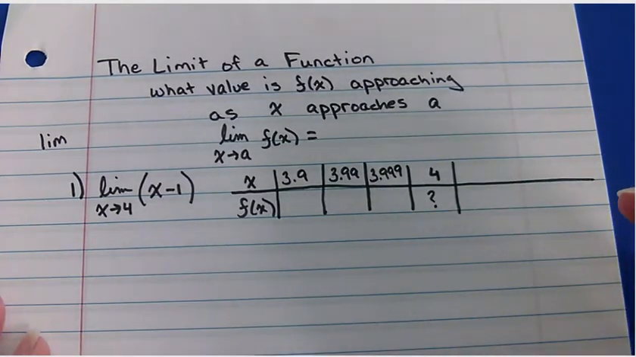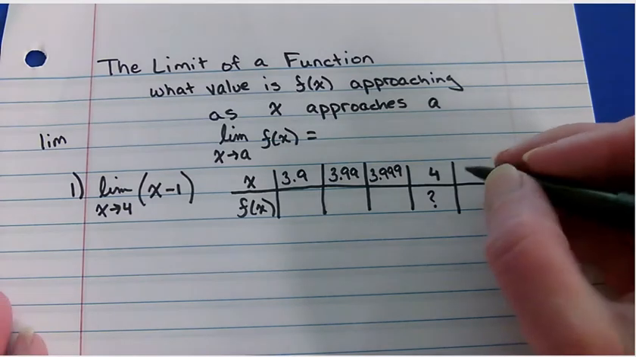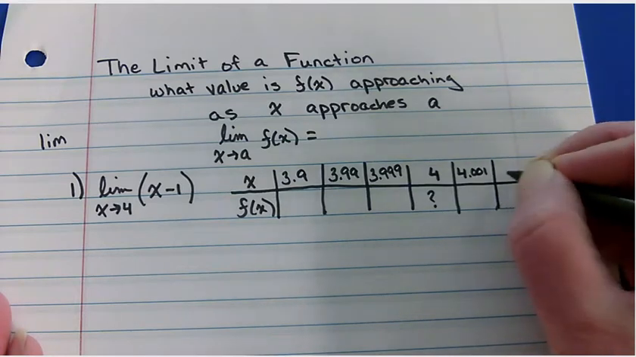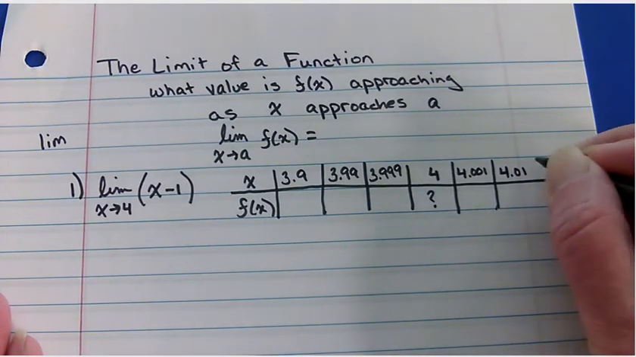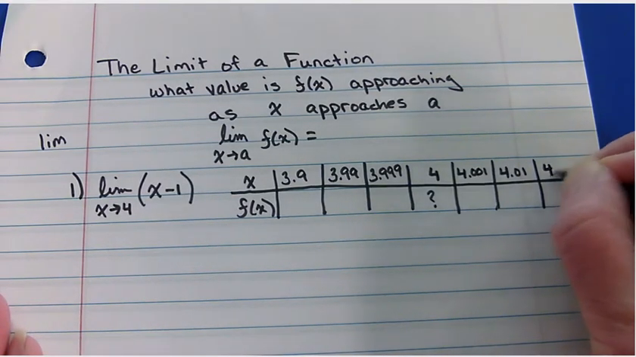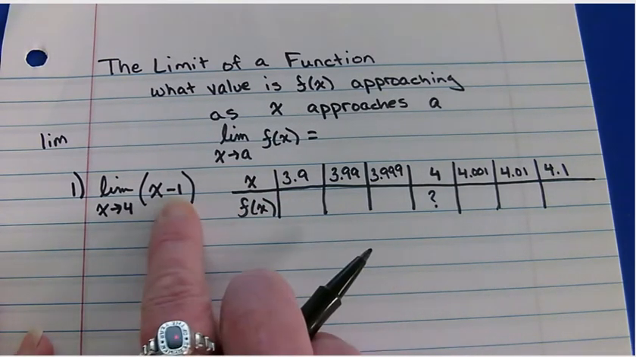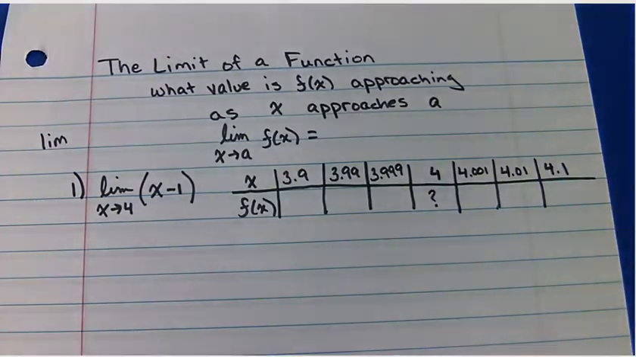On the other side of 4, maybe we go 4.001, 4.01, and 4.1. I want to know what y value I'm approaching. Now you could use a calculator. This is pretty easy. It's x minus 1, so I don't really need the calculator for it. It's going to be super easy.